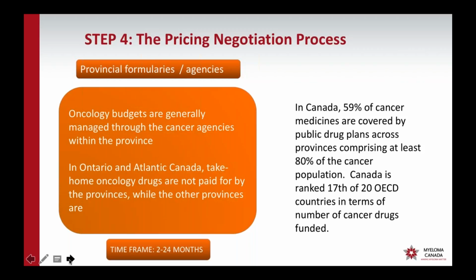By the time the provinces reimburse the drug, which means you can get it and it's reimbursed for you, it can take sometimes up to 2 years. So think about a drug approved on the Canadian market. It goes through the HTA process, the negotiation process, and then the listing process. You could be out 3 to 4 years.